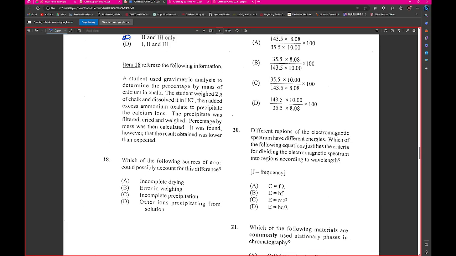A student used gravimetric analysis to determine the percentage by mass of calcium in chalk. The student weighed 2 grams of chalk and dissolved it in HCl, then added excess ammonium oxalate to precipitate the calcium ions. The precipitate was filtered, dried, and weighed. The percentage by mass was then calculated. It was found, however, that the result obtained was lower than expected. So what do you think happened here? Which of the following sources of error could possibly account for this difference?